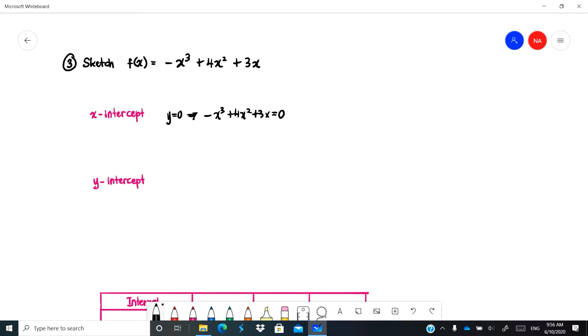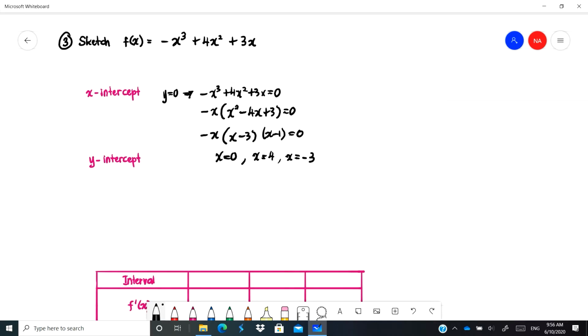So firstly, we can factorize this. We'll have something like x squared minus 4x plus 3. So we'll have something like x minus 3, x minus 1, if I'm not mistaken. So the value of x is equal to 0, x is equal to 3, and also x is equal to 4, and x is equal to negative 3. So all of these are the x-intercepts.